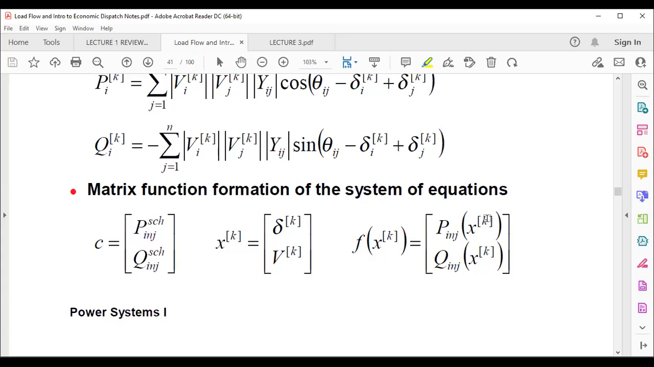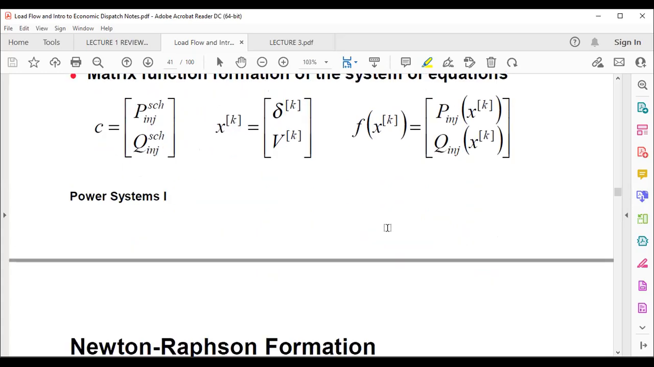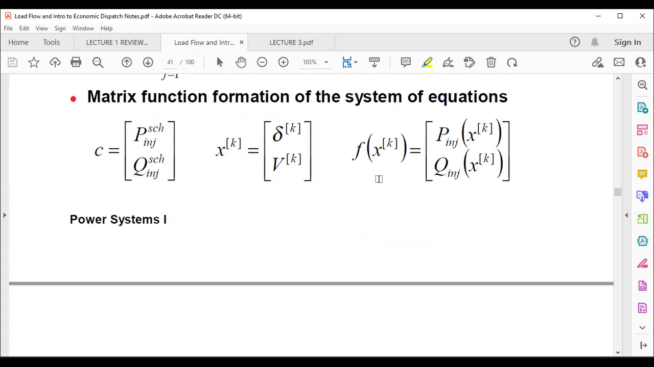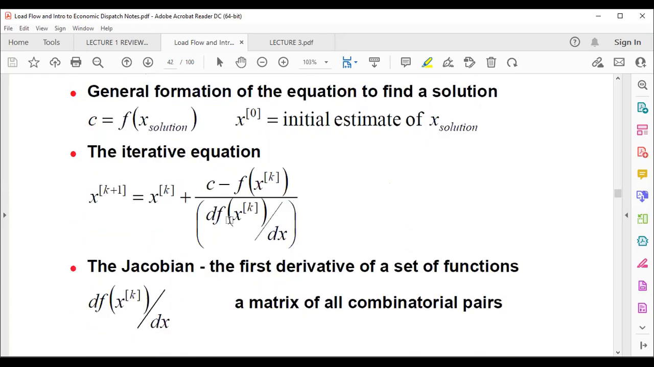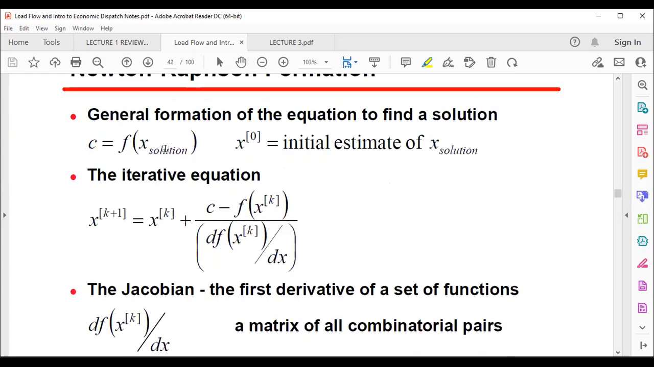So f(x) is equal to c, where c is the injected power given, and f(x) is the calculated power. Once you can cast the system equations in this format, f(x) equal to c, then Newton Raphson can be formulated. Generally, if f(x) is equal to c, then the next value, the solution, can be estimated using the Newton Raphson technique.